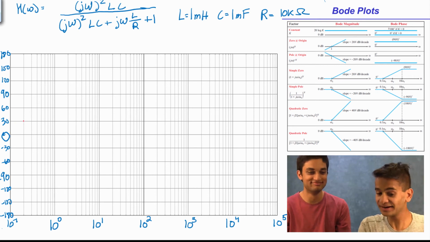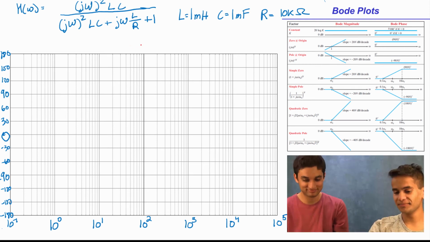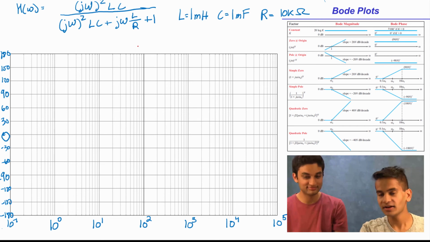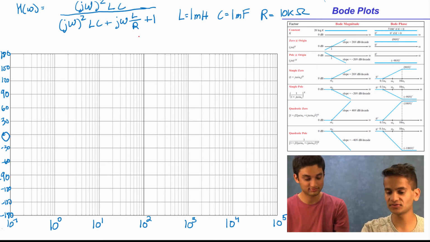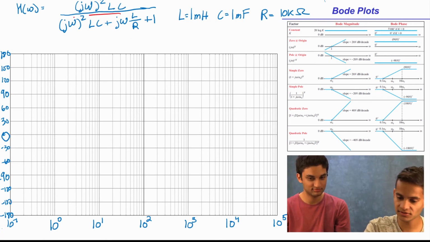We're now going to do the phase plot. So as we did before with the magnitude plot, we're going to break up the transfer function into its constituent parts and then treat each of them individually. So same as before, let's look at the denominator.